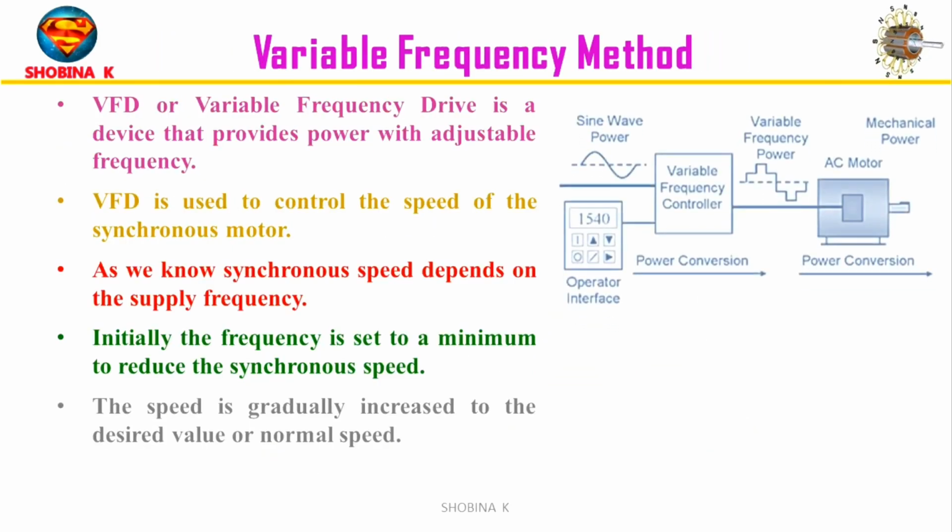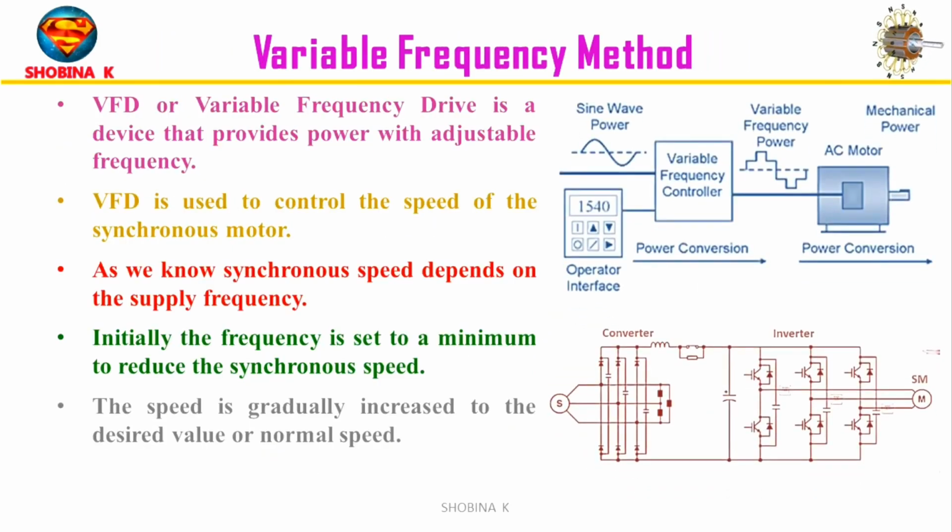And finally, we have the variable frequency method. We know that the synchronous speed is directly proportional to the supply frequency. By reducing the supply frequency, we can reduce the speed of the synchronous motor's stator magnetic field. That is, by controlling the speed of the stator magnetic field, you can lock the stator and rotor magnet easily. This is the basic concept behind the variable frequency starting method. And here we use variable frequency drives to reduce the supply frequency.